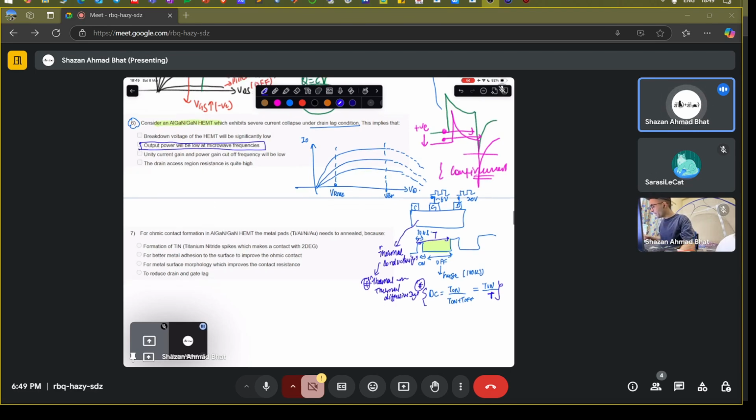Why is it going to be the answer? Because I showed you that there will be a droop in the current. So if the current drops, what is the output power? The output power is ID times VD. So ID decreases, this is going to be reduced, which is the output power will be low at microwave frequency. That's what we are basically dealing with. So because of this current droop, current collapse, that's going to cause the output power to reduce severely.